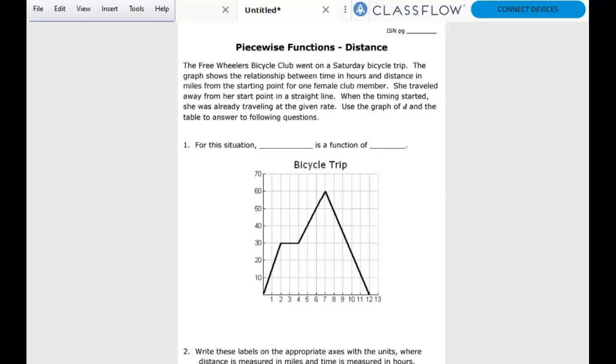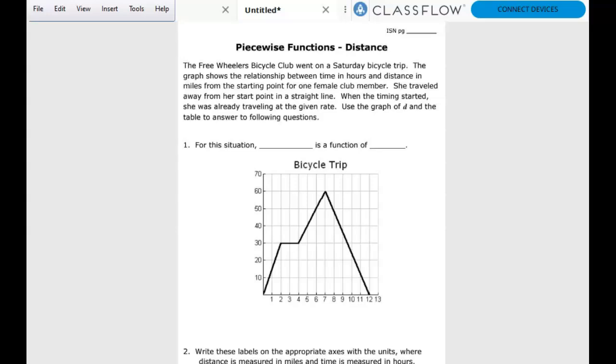All right, so we're going to talk about piecewise functions today. Who wants to read for me? Christian, read. The three-movement bicycle code went on a Saturday bicycle. The graph shows the relationship between time in hours and distance in miles from the starting point for one female cyclist. She traveled away from her starting point in a short line. When the time started, she was already traveling in the field. Use the graph to answer.